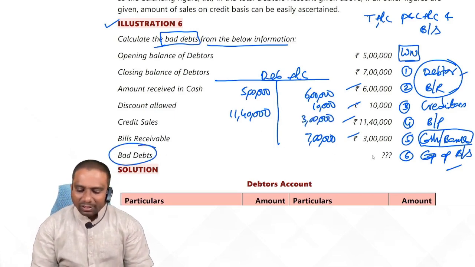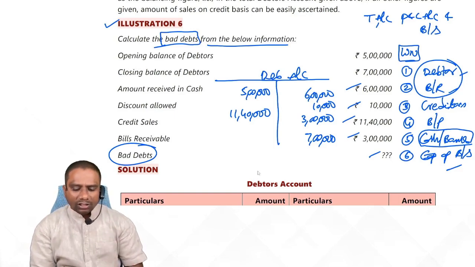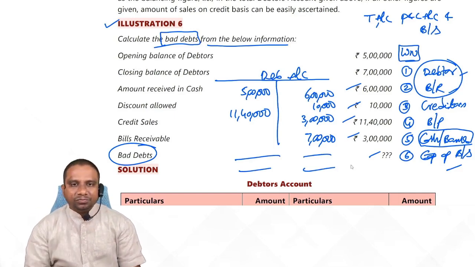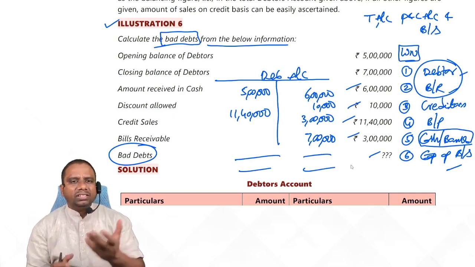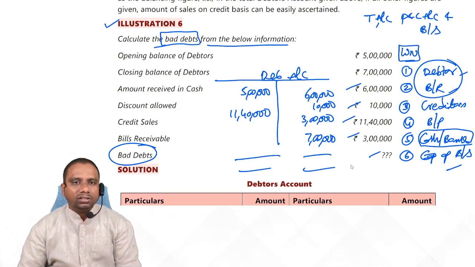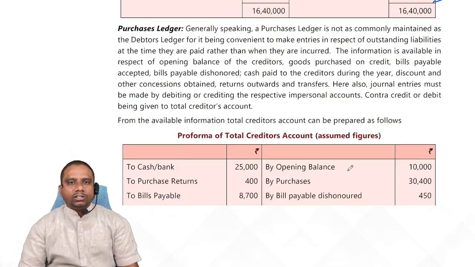Now they are asking bad debts. Normally, what is the entry for bad debts? Bad debts account debit to debtor account. So the difference in the debtor's account is nothing but bad debts. Which side is more? Automatically the debit side is more. So debit is more than credit, and the difference is nothing but bad debts. So you can observe here, students. Is it clear? Next one.